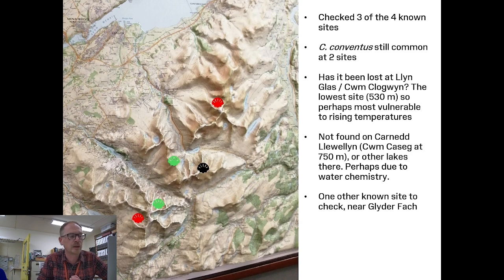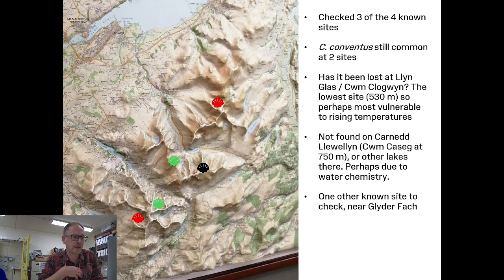That's a bit worrying. It may have disappeared from there. If it has disappeared, we would like to find out why. I do wonder if this is perhaps because this is the lowest altitude site, only 530 metres. So possibly it's the most vulnerable to rising temperatures, because Robbie tells me there are members of the Arctic alpine plant community where the lake temperature has a critical value, and if it goes above that, then it will not survive anymore. And one might expect that to be true of this Arctic alpine species.